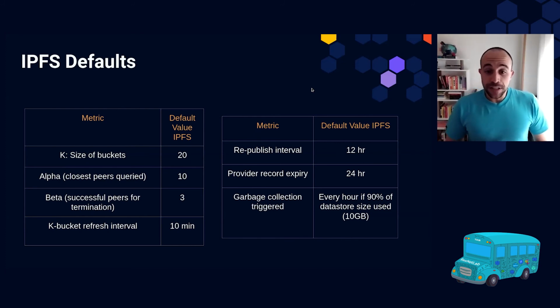Finally, garbage collection is triggered every hour when we reach 90% of the total size of the data store of an IPFS node, which by default is configured to 10 gigs.